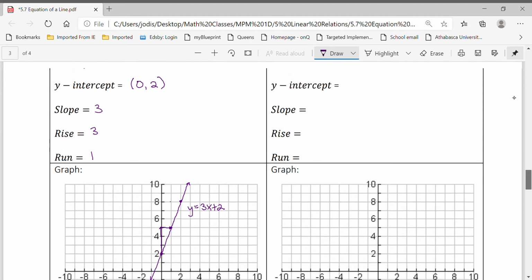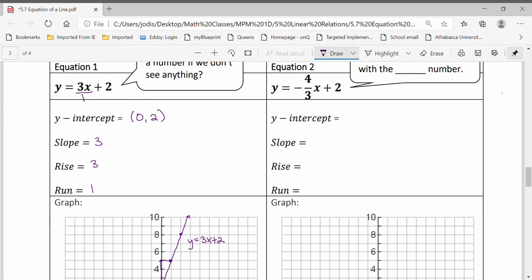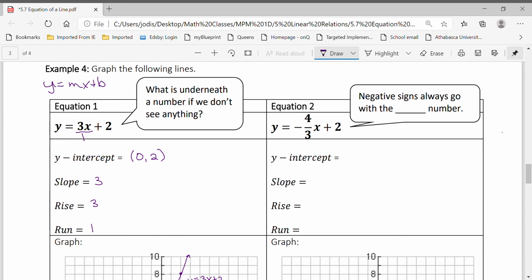Okay, so let's try this again for the next question. So now our equation 2 is y equals negative 4 over 3x plus 2. And it wants us to say a negative sign always goes with the top number. Okay? So our y-intercept here, again, is 2.